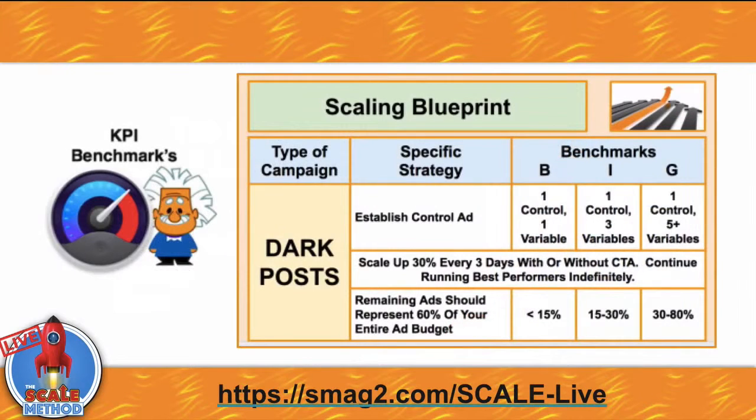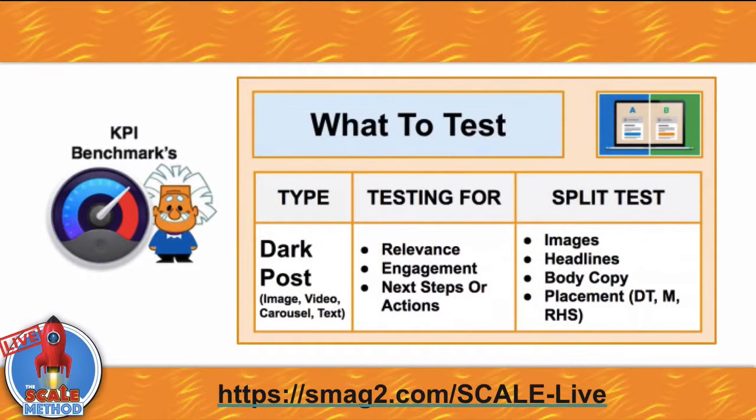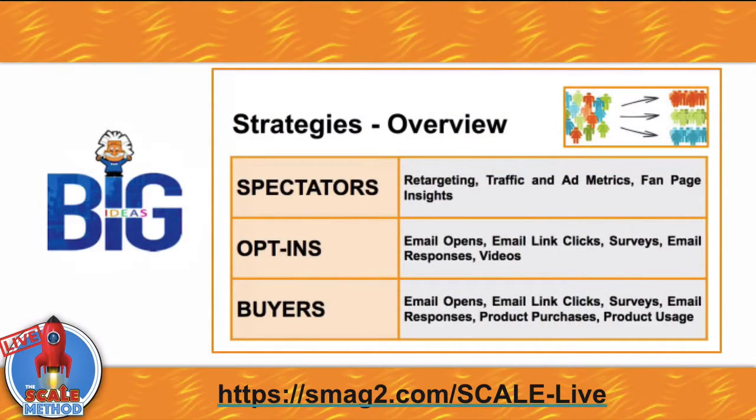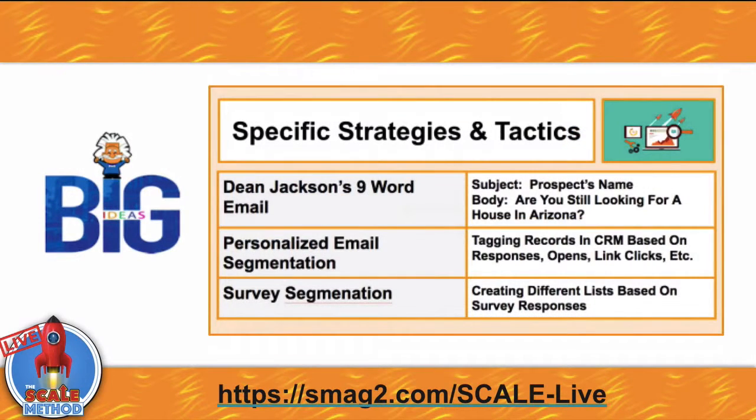And see, here's what they help you do: they help you know what your benchmarks are if you're a beginner, intermediate, and genius. For instance, if you're going to do a dark post, or what do you start testing for if your ads aren't going well? So for a dark post, what do you start testing first? What do you test second? And what's the overview of the strategy? If you don't understand what to test for, what's at least the strategy? And then let's get into specifics and tactics on exactly what to do next.